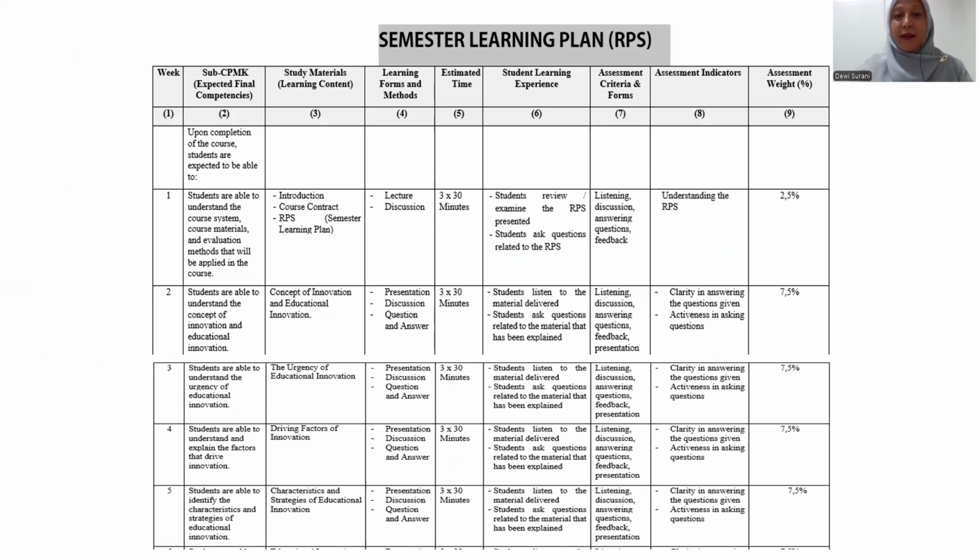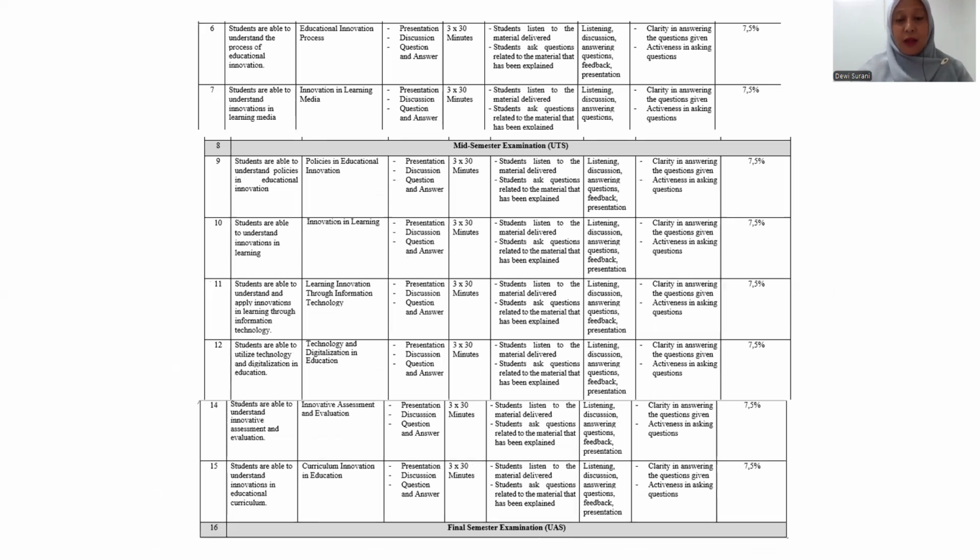Okay, and here are the main learning topics we will cover through this semester. Okay, you can see in our semester learning plan that we will start with the basic concept, what innovation is and what is needed, and the factors that influence it. After that, we will go into more practical areas like innovations in learning, learning media, and the use of information technology. We will also discuss innovation in curriculum, assessment, and educational policies.